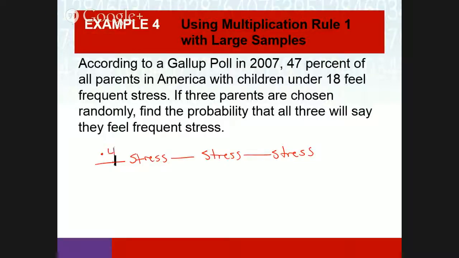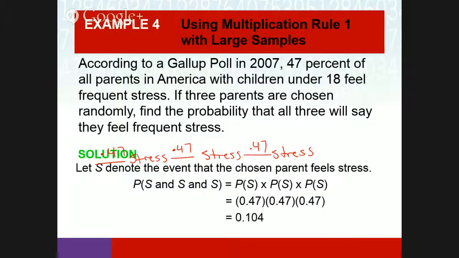So this is 0.47, 0.47, 0.47. You don't want to deal with percents because a probability is always between 0 and 1. So if it gives it to you in a percent, you have to convert it to a decimal. So we get 0.104. So this is saying 10%, if I just pick 3 people at random, 10% of the time, all 3 of them are going to feel stress.